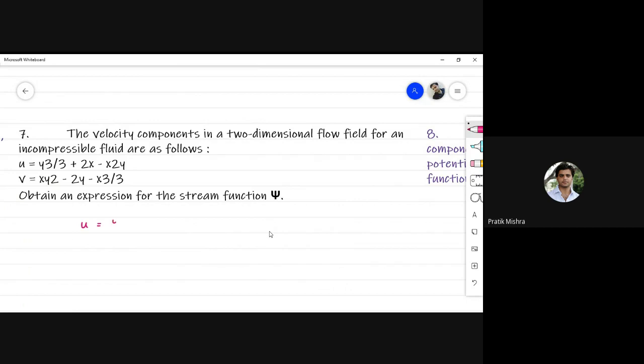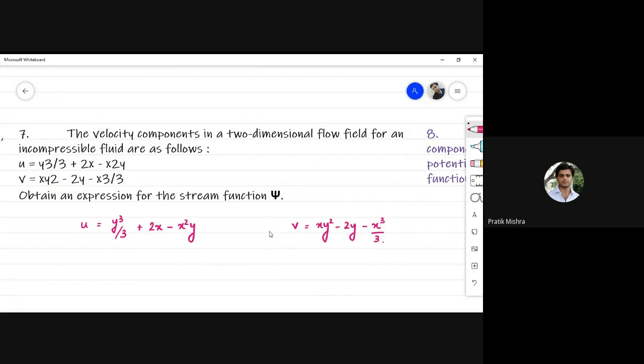u is given as y cube by 3 plus 2x minus x square y, and v is given as xy square minus 2y minus x cube by 3. So these are the two different components of velocity given in this question. First is y cube by 3 plus 2x minus x square by 2, and second is xy square minus 2y minus x cube by 3.